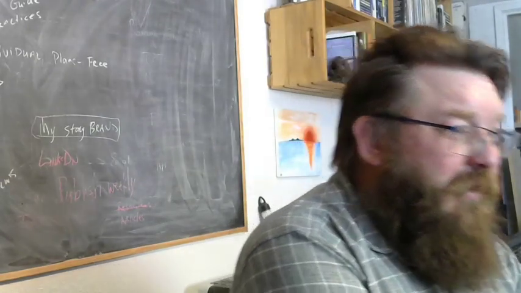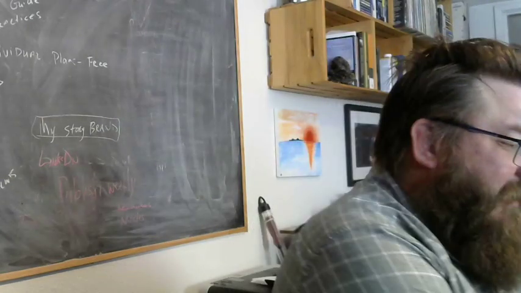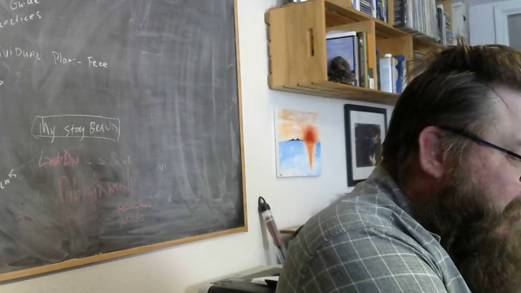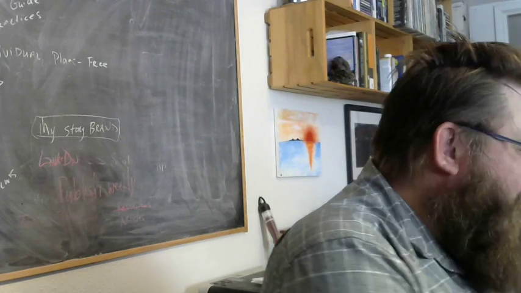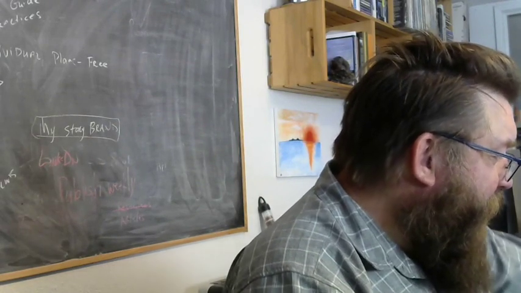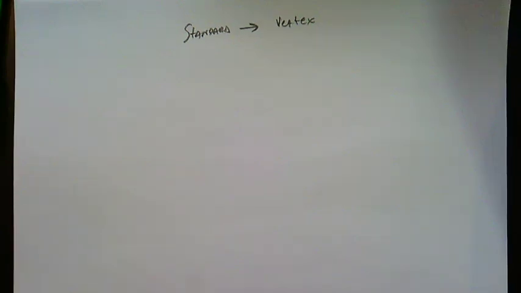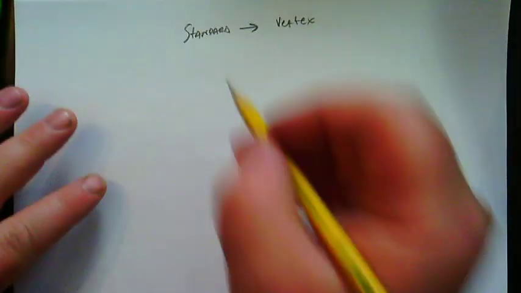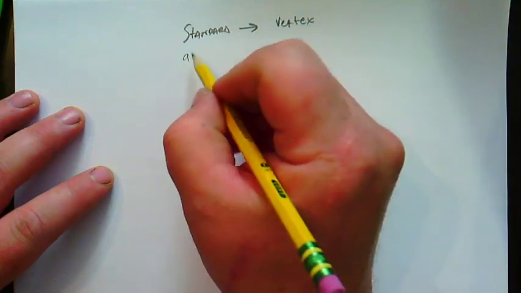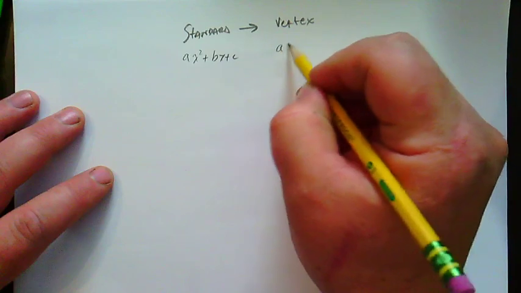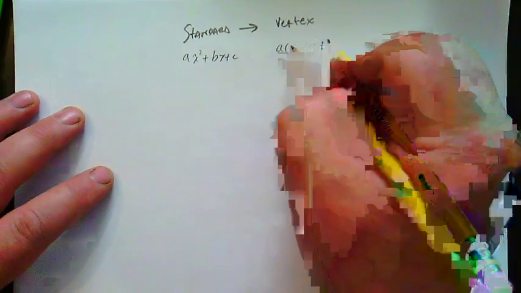All right, so let's do the other way. Per Ruben's request, let's see if we can figure out how to go from standard to vertex. I got another pencil all sharpened and ready to go. Here we go. So we're going to do this right here, from standard to vertex form. You guys ready? So standard form is ax squared plus bx plus c. Vertex form is a(x minus h) squared plus k.